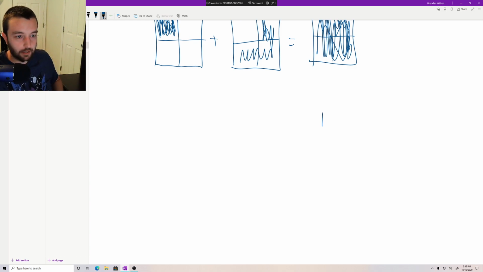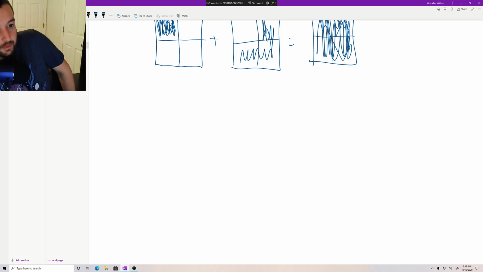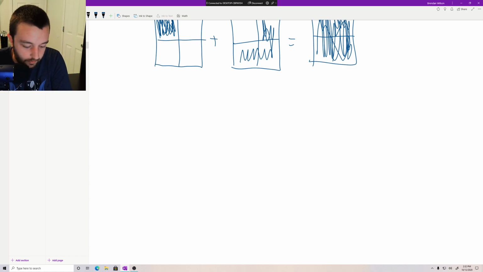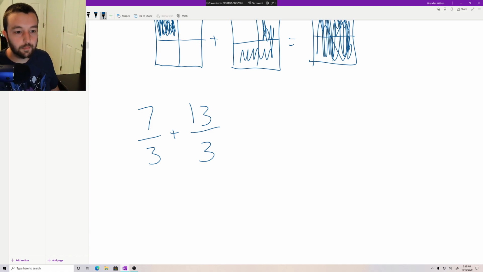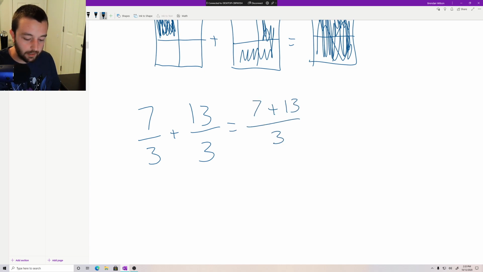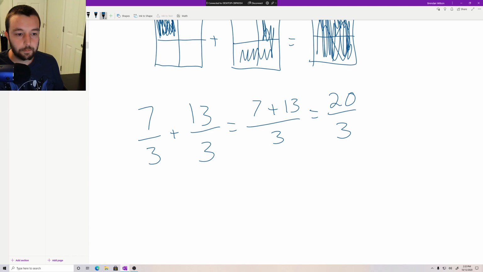So let's look at another example. Okay, let's say we have 7/3 plus 13/3. Okay. Again, these have the same denominator. So all we have to do is add the top, keep the denominator the same, and then we're done. Okay. So there's really not a lot of work to do. We're just adding the numerators together.